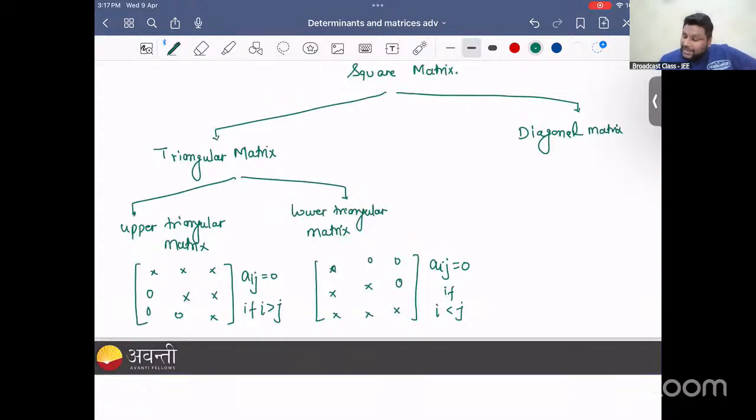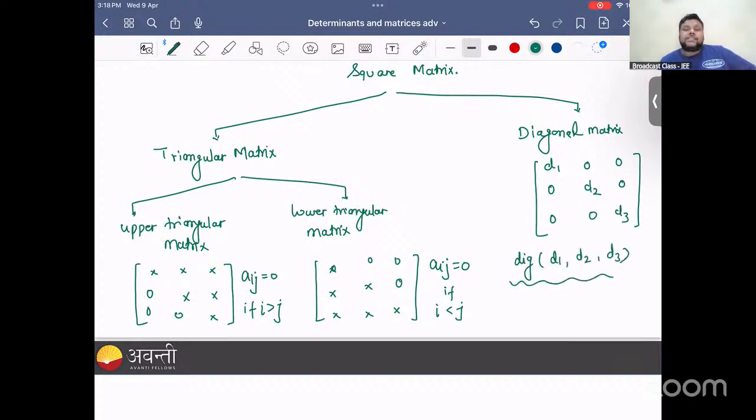Now there comes diagonal matrix. Diagonal matrix means if it is d1, d2, d3, the rest all are 0. That is diagonal d1, d2, d3. Sometimes diagonal matrix we also express like this. So all off-diagonal entries are 0, and out of all the diagonal entries, at least one is non-zero. Am I clear?